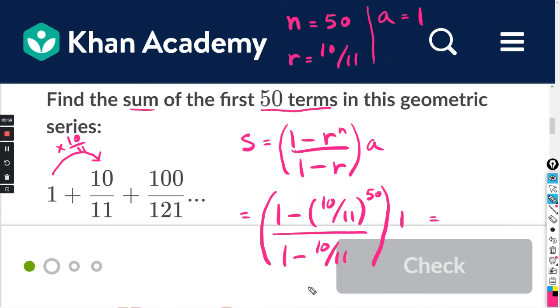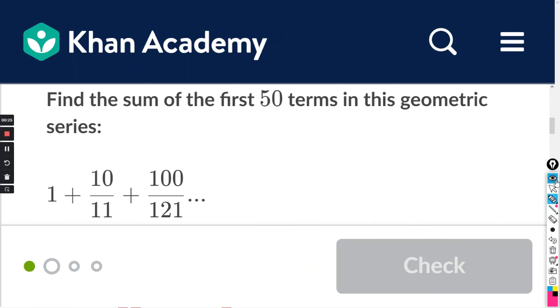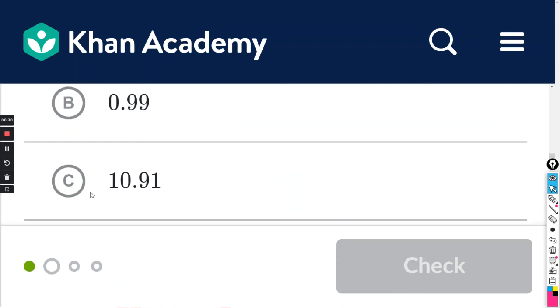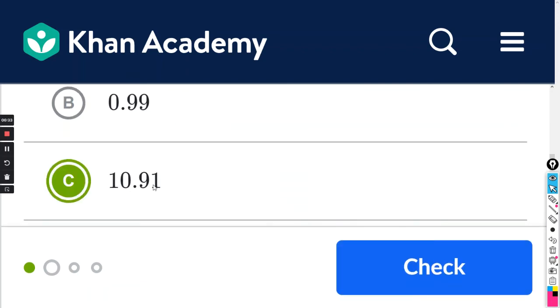On the calculator, I'll do 1 minus parentheses 10 divided by 11 to the power of 50, hit equals, and then divide by parentheses 1 minus 10 over 11, hit equals. Rounding off, I get 10.906. Let's look at the answer choices. Here you go, the closest one to 10.906.